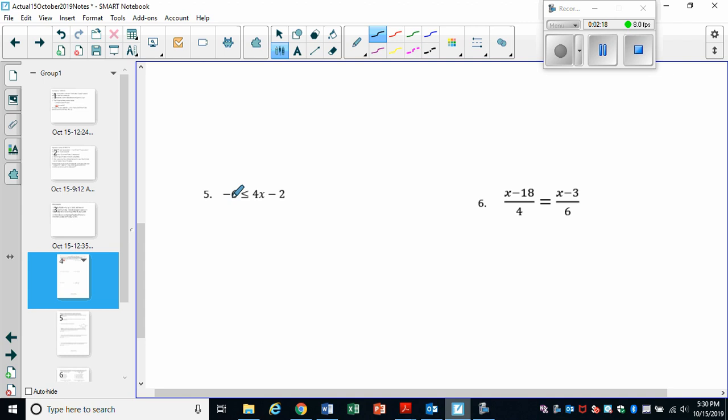Number 5, inequality. Again, variable on one side, non-variable on the other. Number 6, do your cross multiplication. So 4 in parentheses x minus 3 equals 6 parentheses x minus 18.